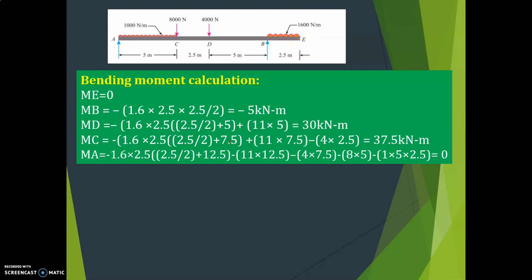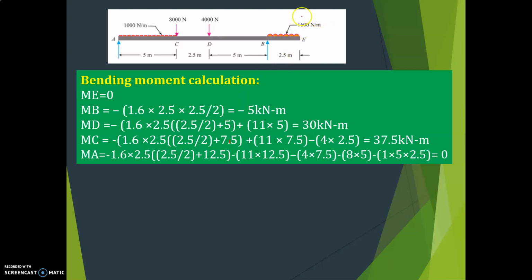What is that? 0. There is no load acting at the point E, and also there is no perpendicular distance, so the bending moment at E is equal to 0. Next, consider the bending moment at B. What is that? Here it is 1.6 into 2.5 into the perpendicular distance. Bending moment is force into perpendicular distance, so 1.6 into 2.5 is the force, and the perpendicular distance is half of 2.5, that is 1.25.